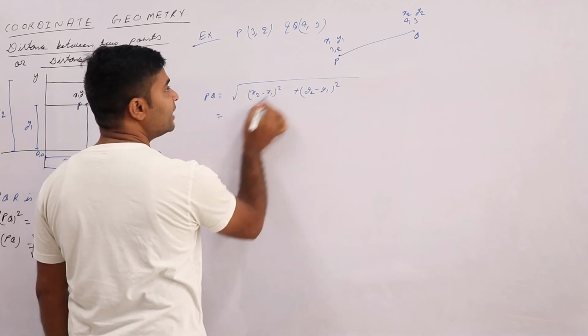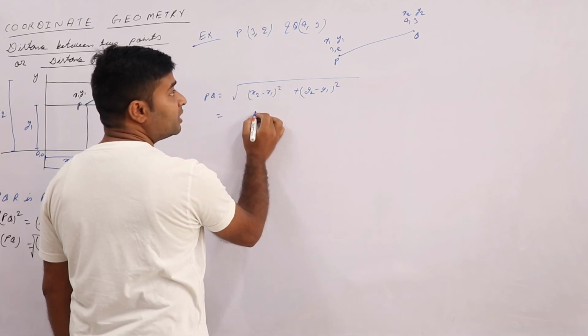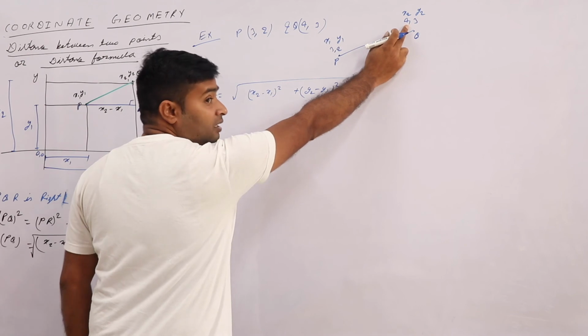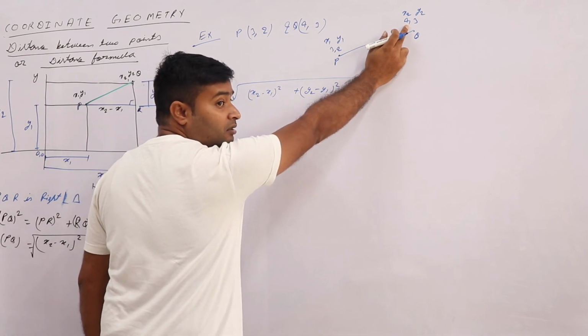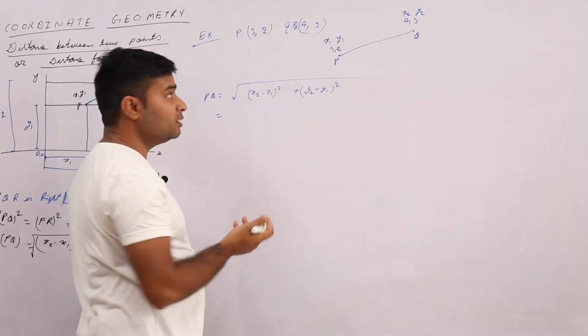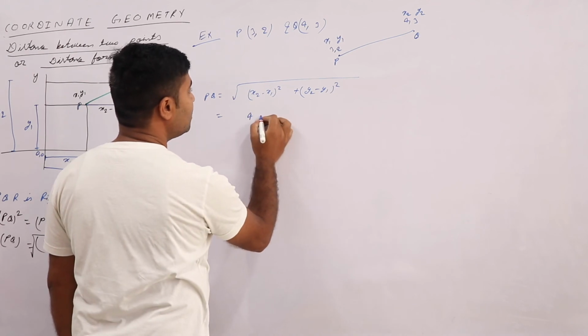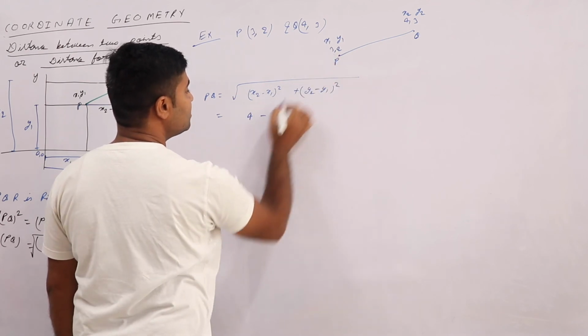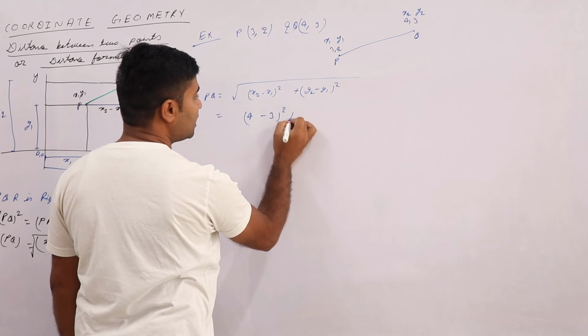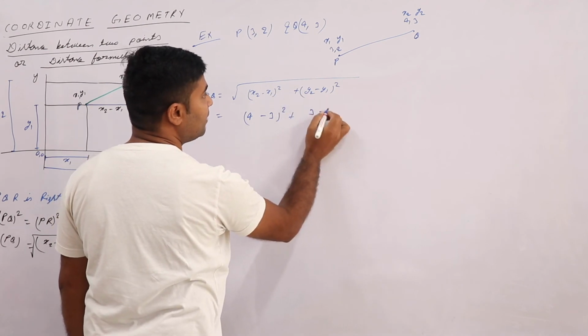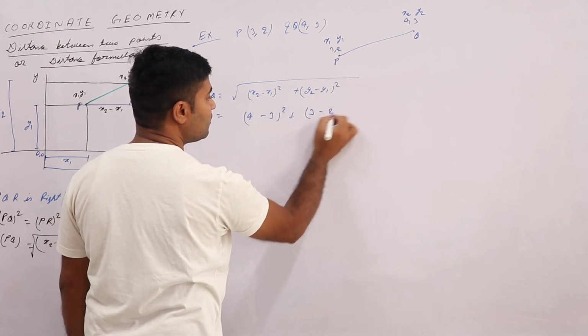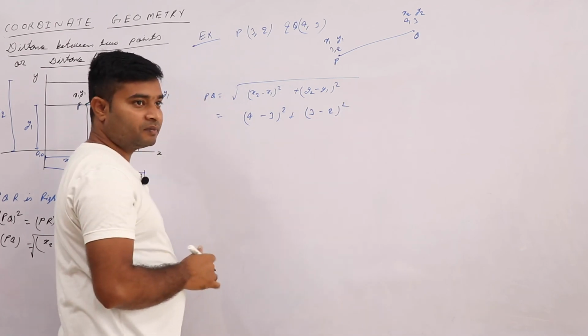Now x2 is how much? Say x2. Why is nobody speaking then? All are busy in copying. 4 minus x1 is 3. Correct. y2 is how much? 3 minus y1 is how much? 2. Written as a square. Yes?